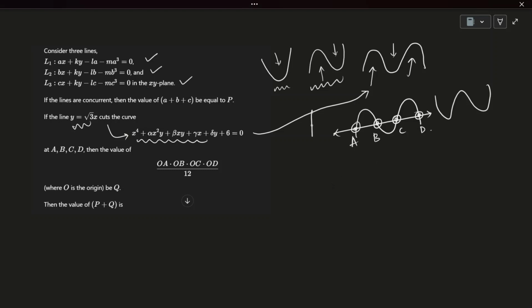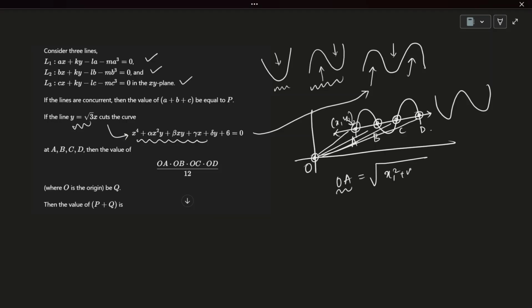Now if I draw the coordinate axes, the origin is O. Now I have to find the distances OA, OB, OC, and OD. OA is nothing but the distance of the point A from the origin. The distance of any point from the origin is given by the root over the sum of squares of the coordinates of that particular point. The origin is (0, 0), and let's say A is (x1, y1). So OA will be root over x1 squared plus y1 squared.